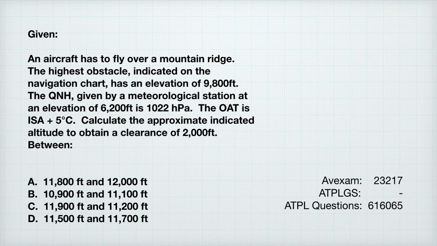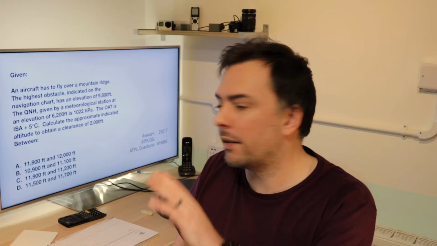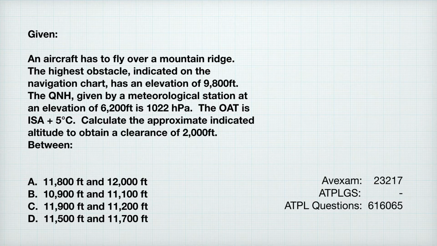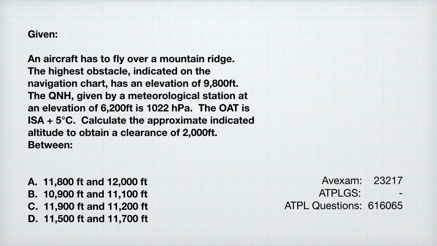And before we even start looking at this question, I want to say that I think answer C here is wrong. I've double checked that I haven't made a mistake, but on AvExam this is what answer C looks like. If you look at the way A, B and D step up from a lower number a couple of hundred feet to a higher number, answer C doesn't really follow that trend, going from 11.9 to 11.2. I think answer C is supposed to be 11.9 to 12.2 and that there's a misprint in the bank, which happens, but let's get into it.